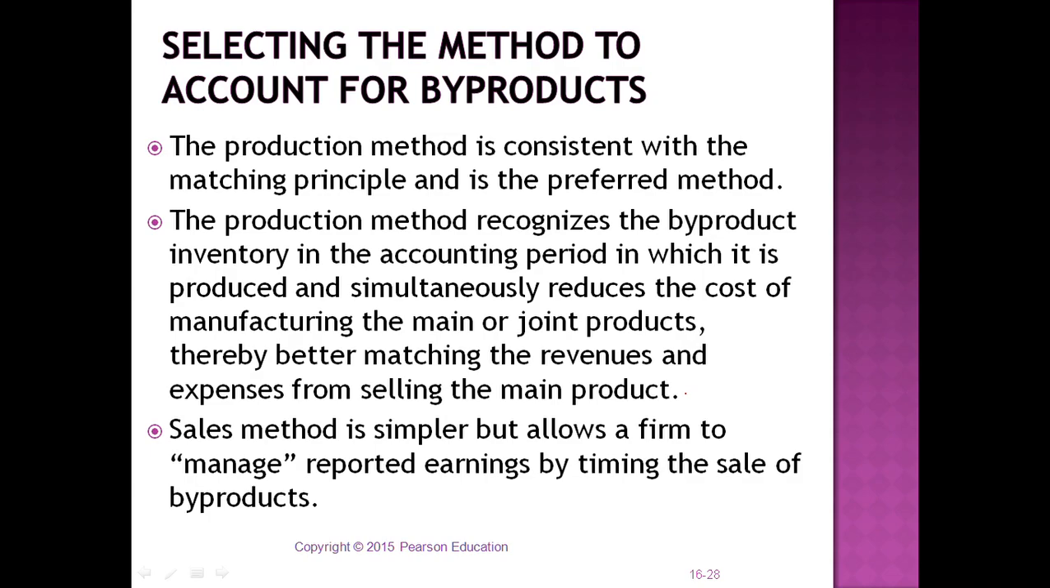The sales method is simpler, but then it's possible that the managers may manage the reported earnings by timing the sales of the byproduct. So this could be quite serious. Okay, with that, we end this chapter, and I just wanted to mention that these are the exercises which we need to complete: 16, 18, 20, 21, and 22 for this chapter.